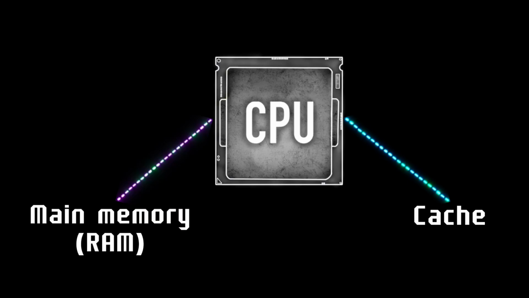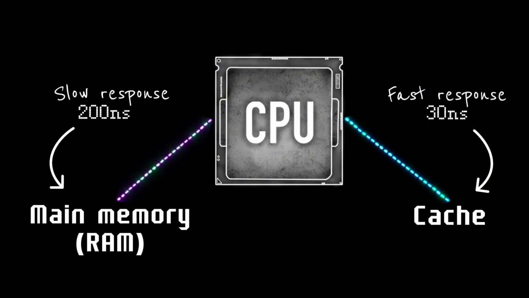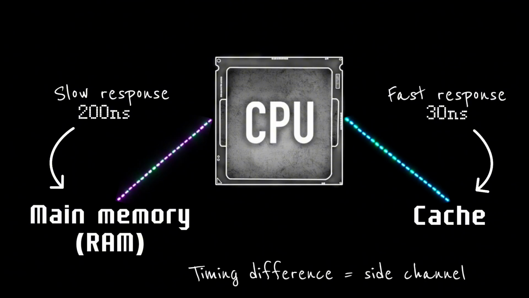Step 5. Measure timing. The attacker then measures how long different memory locations take to respond. Data pulled into the cache during speculation responds faster. A side channel is an unintended signal, not the data itself, but a side effect that leaks information. In Spectre, that signal is timing.